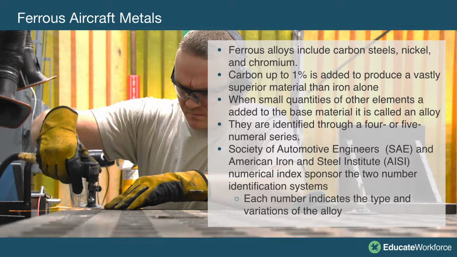They're identified through 4 or 5 numerical systems. The SAE, or Society of Automotive Engineers, and the American Iron and Steel Institute, AISI, have a numerical index. These numerical indexes are going to tell you exactly what the alloys are. It's not as important to remember the numbers as it is to know where to research them and find out what material you're working with. Each number is going to indicate the type of the various alloys you'll be working with.